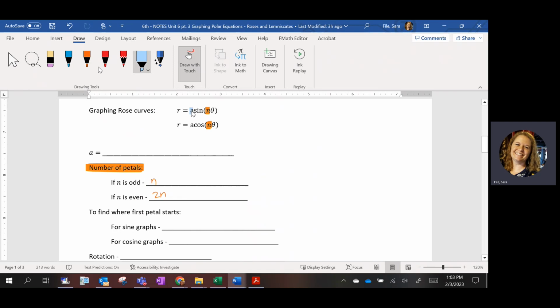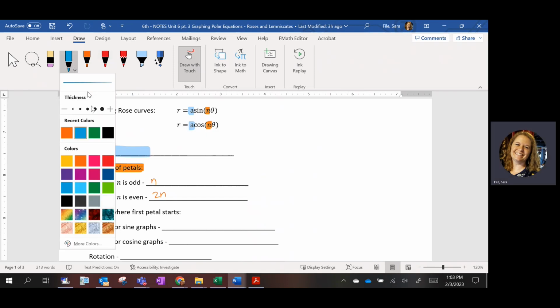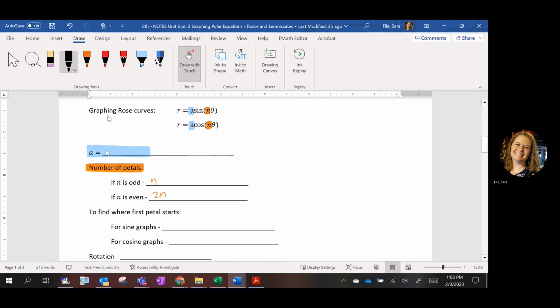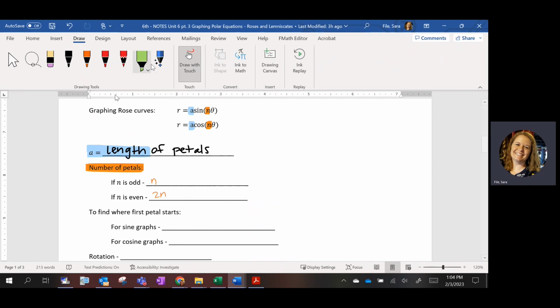The a value, the coefficient in front of the trig function, determines the length of those petals. And then the trig function itself, whether it's sine versus cosine, is going to determine where the first petal aligns, at what angle.